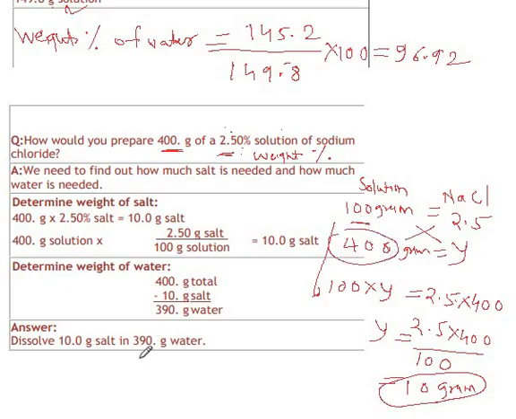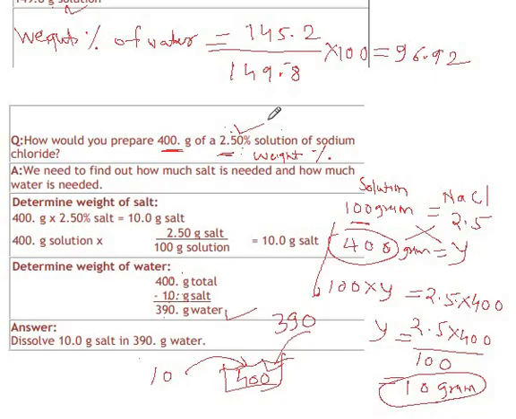That means the water quantity will be how much? 400 minus salt quantity, you get water. So total weight 400, in that salt 10 gram. So 400 minus 10 means water will be 390. That means to prepare this solution, you have to add 390 gram water and 10 gram salt, so that total weight is 400, and that contains 2.5% of sodium chloride.